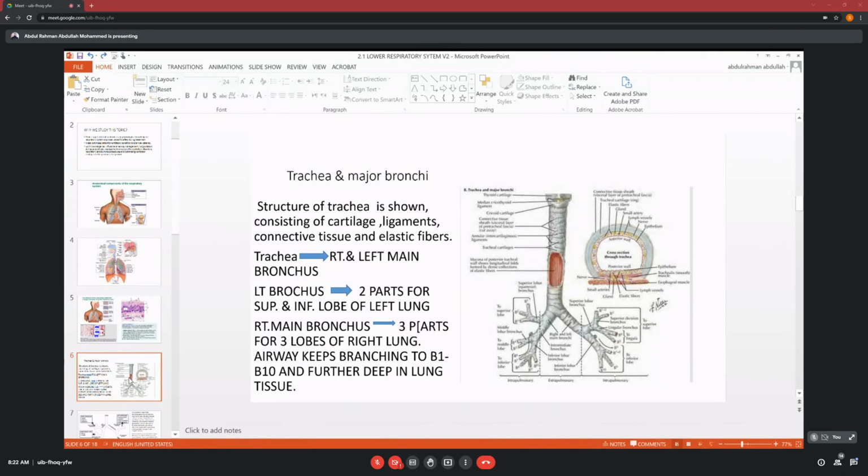The trachea downward is divided into two main bronchi. This area where the bifurcation takes place, we call the carina. Now, this bifurcation takes place at what level of the sternum? Sternal angle, very good. Or we call it the angle of Louis.